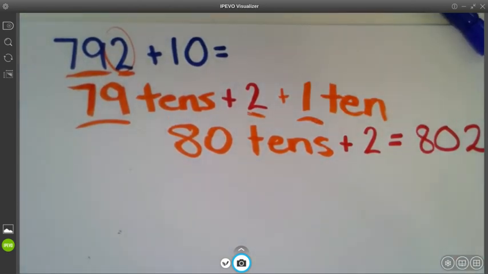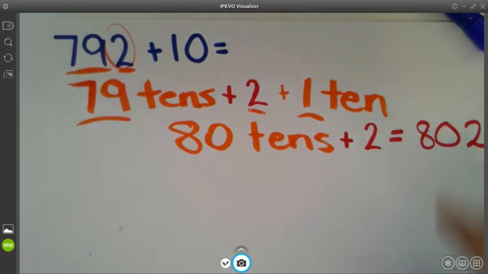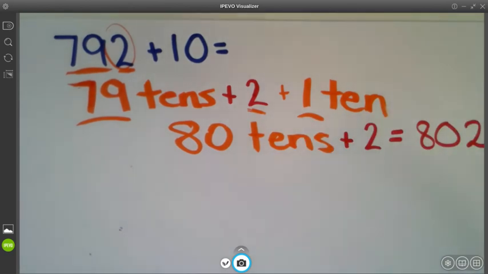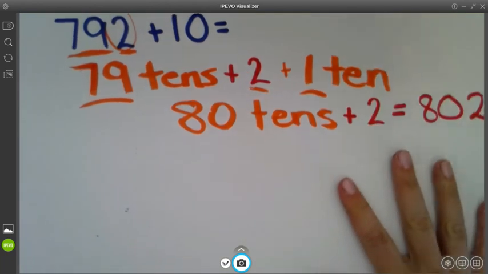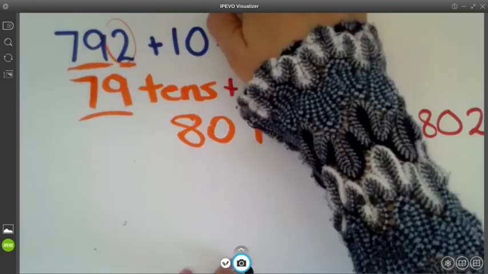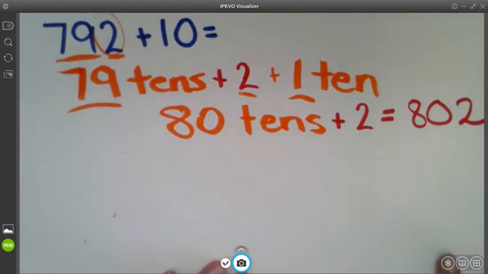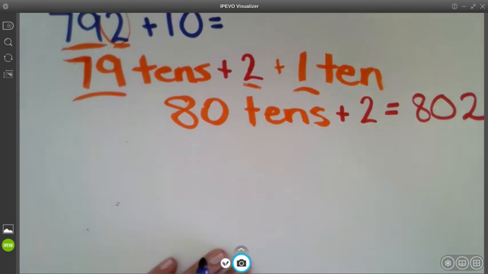So let's do the same thing. Let's practice this a little bit. I highly recommend and encourage you to do this along with me because it's great practice. This is kind of your only practice chance for this because it's not necessarily in your math workbook, but it's a great tool when you're adding and subtracting tens.